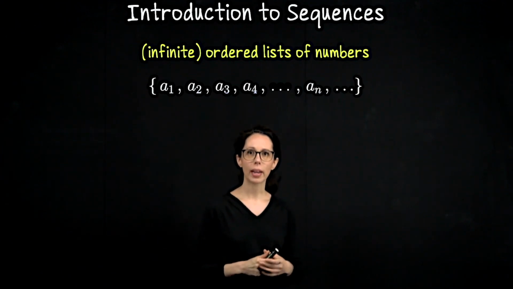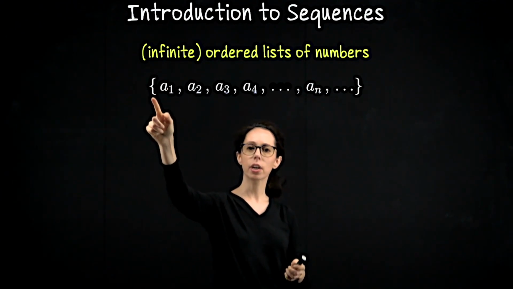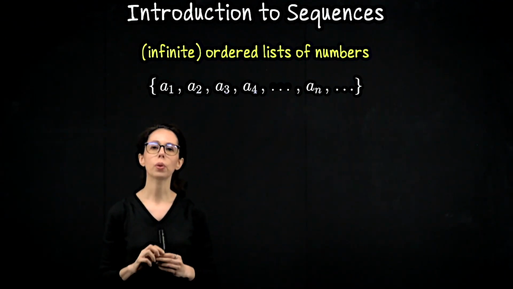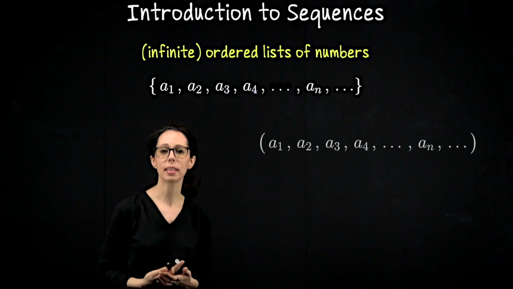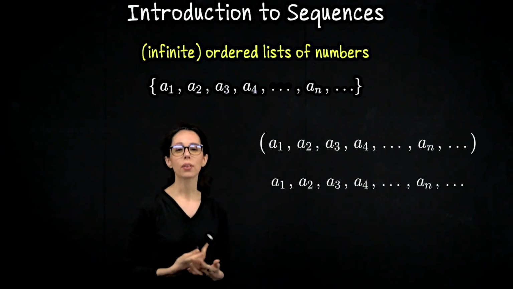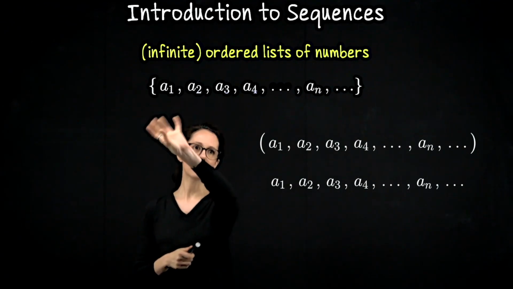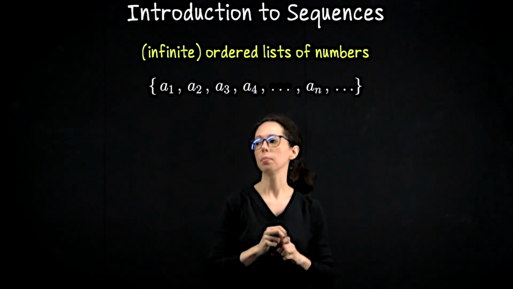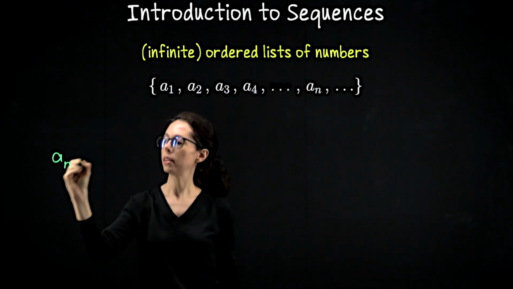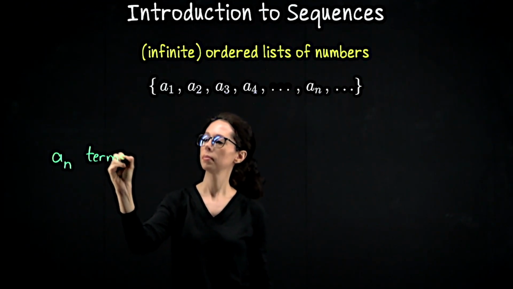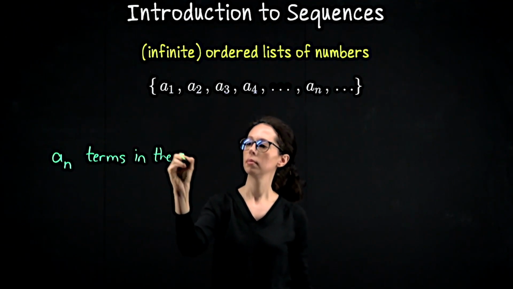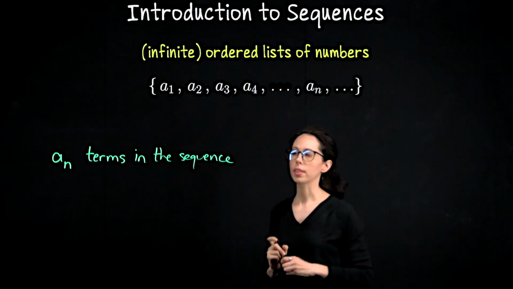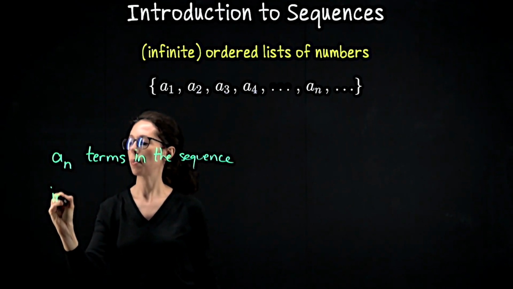I typically write sequences this way. I like to use the curly bracket symbol. Sometimes, if you're looking at a different text or source, instead of a curly bracket, you might see parentheses or even nothing at all. That's okay too. It should be clear from context that this is a sequence. Each of these items is called a term. So the A sub n are the terms in the sequence. We index them with the subscripts. So they are indexed by subscripts.